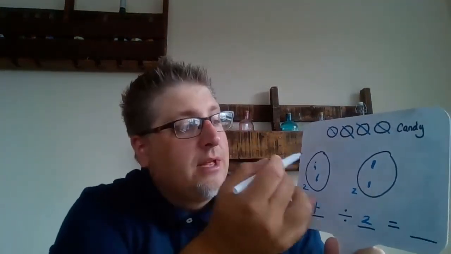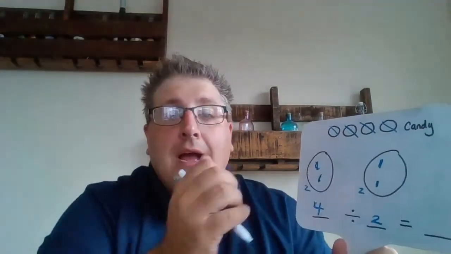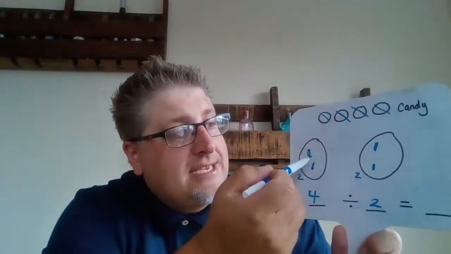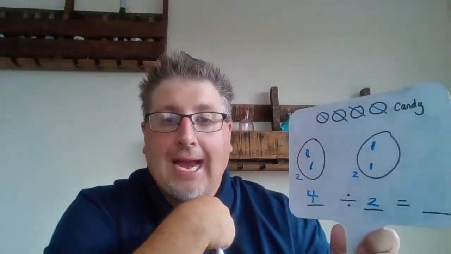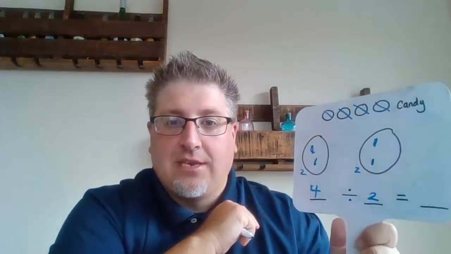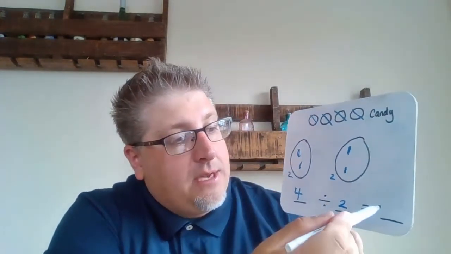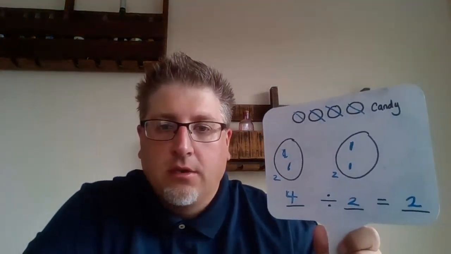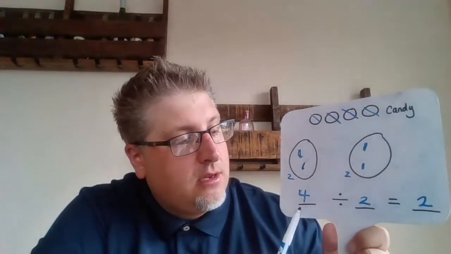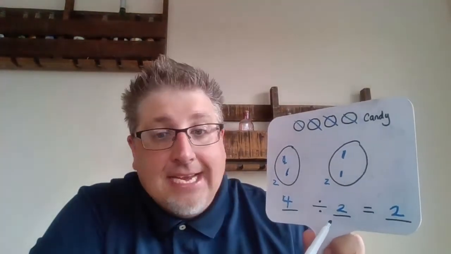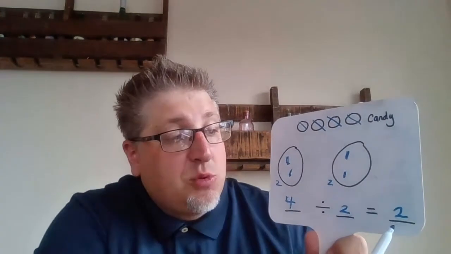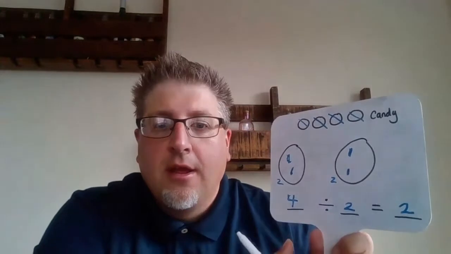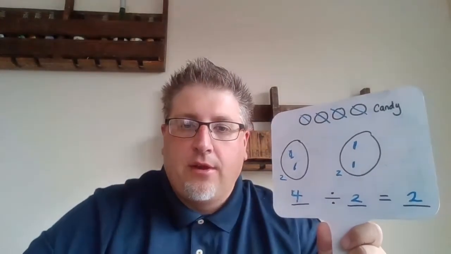Now, the last step is our answer. How many pieces of candy did each one of us get? Look inside our circle, and that's going to tell the answer. I got 2 pieces of candy. You got 2 pieces of candy. So our answer is going to be 2. See how that worked? So we had 4 pieces of candy. We divided the candy into 2 groups, and each one of us got 2 pieces. That made it equal. That made it fair. We shared, we worked together, and it was equal.